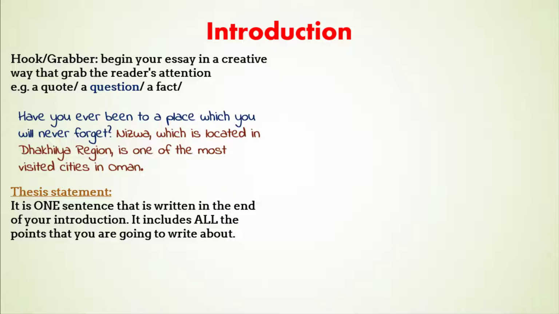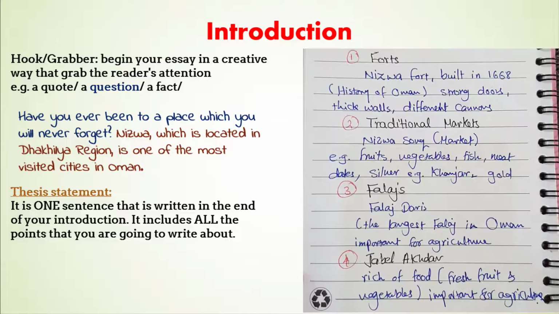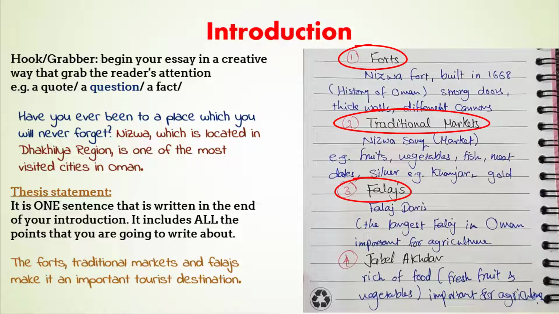And then we need to mention the thesis statement, which is one sentence only, and it's written at the end of our introduction. It should include all the points that we are going to write about. So we agreed that we are going to write about Nizwa, and we have different ideas. We need to put all these ideas in one sentence. In this thesis statement: the forts, traditional markets, and villages make it an important tourist destination.